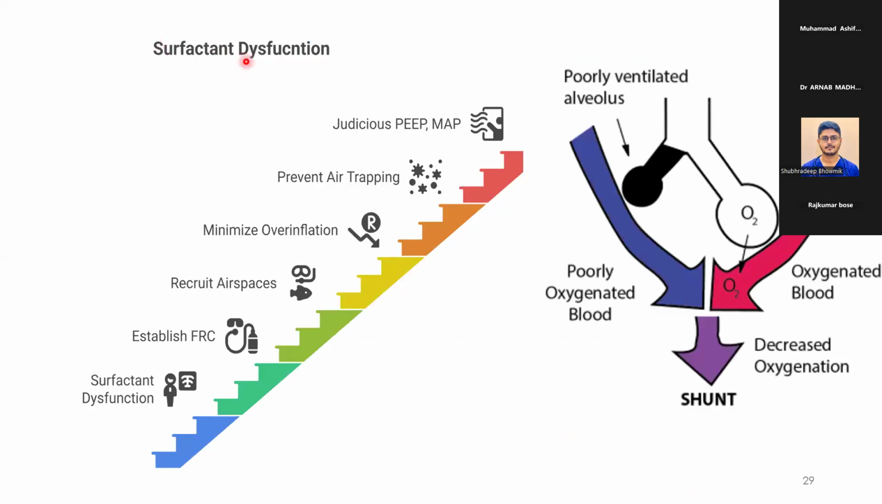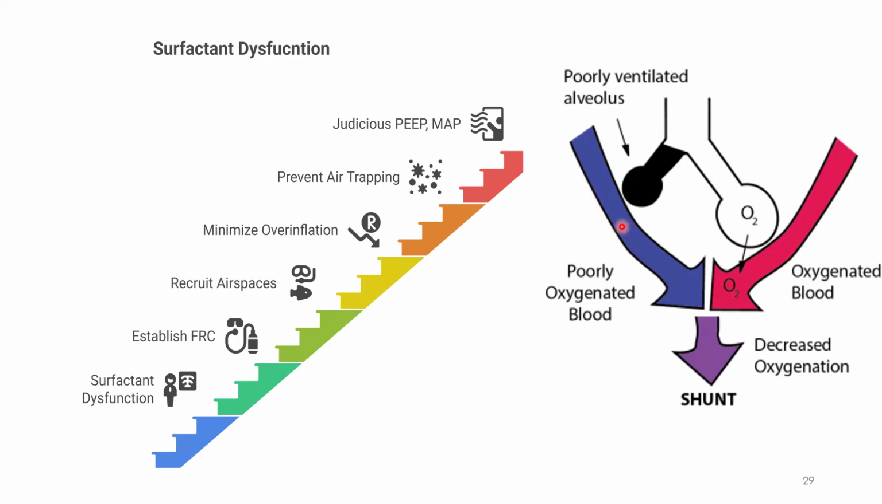So what happens if there is surfactant dysfunction? There will be atelectasis. So whatever blood comes from the right ventricle will not be oxygenated. That means there will be right to left intrapulmonary shunting. So you have to provide adequate PEEP and MAP so that you can open these alveoli. At the same time, you should minimize over expansion, that is the distension of the normal alveoli also. If excess pressure overdistends these normal alveoli, it will compress the capillaries. So there will be VQ mismatch.